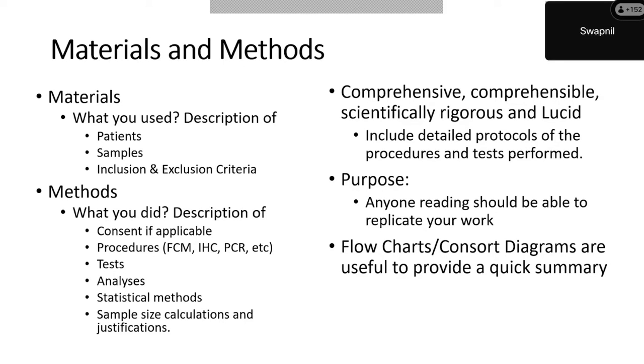And the method section usually represents exactly what you did. It is a description of the entire procedures, the protocols that you followed, the tests that you did, the statistical methods, the analysis that you performed, any sample size calculation or anything else that you did, and your justification for what you did. So the methods are what you did and materials are what you used. These are the two things that one needs to be very clear about. Although we group them into materials and methods, it is useful to separate the parts into these logical groups.